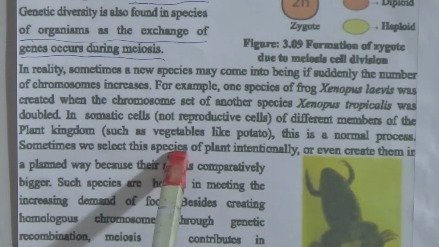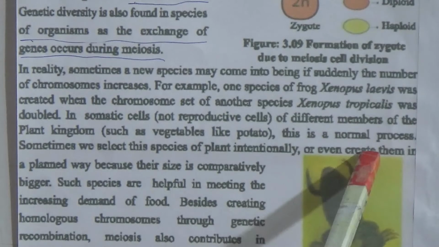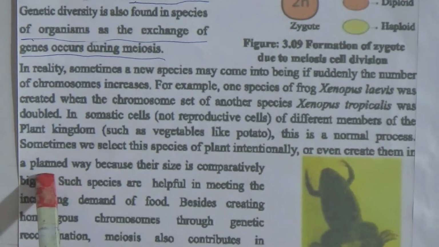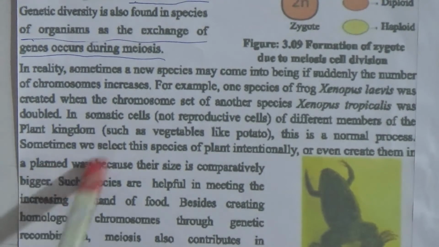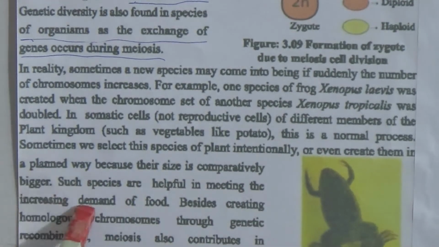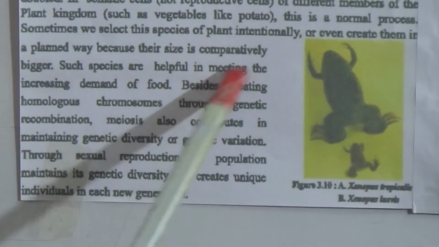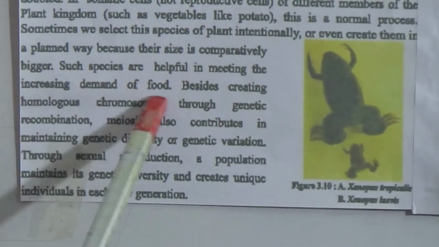Sometimes we select these species of plants intentionally, or even create them in a planned way, because their size is comparatively bigger. Such species are helpful in meeting the increasing demand for food.